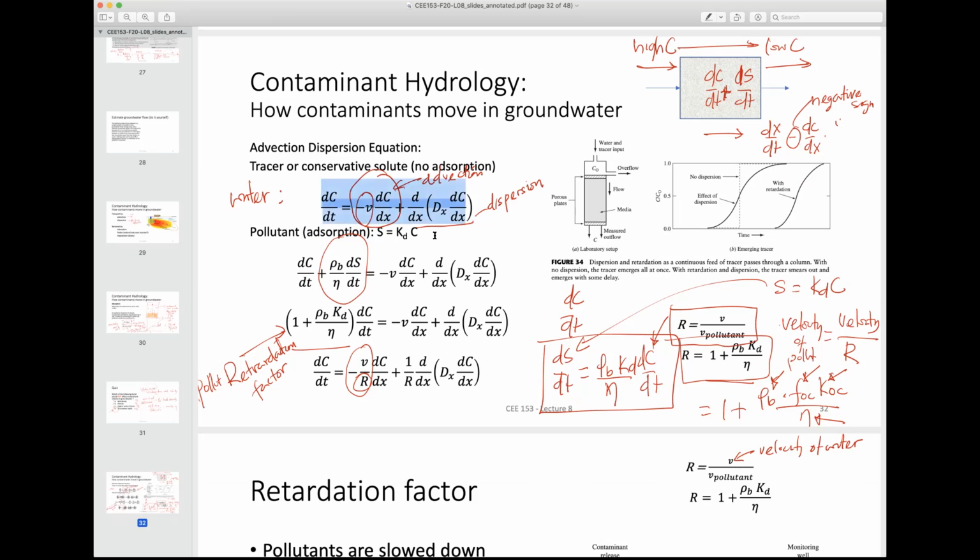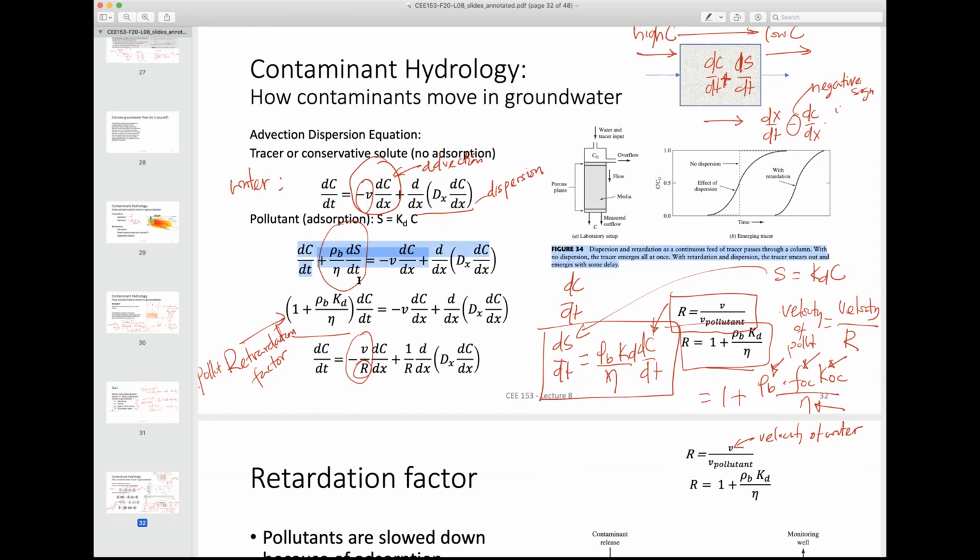In the second equation, everything remains the same. The only difference is you have to account for the amount of contaminant that's also in the soil, because you are talking about how much changes in that block. Now you are saying that it's not just in water; contaminants are also in soil. That's why there is a second term related to contaminant in the soil. Then you solve them together. That's how you get the retardation factor. So it's just the mass balance equation, nothing else.